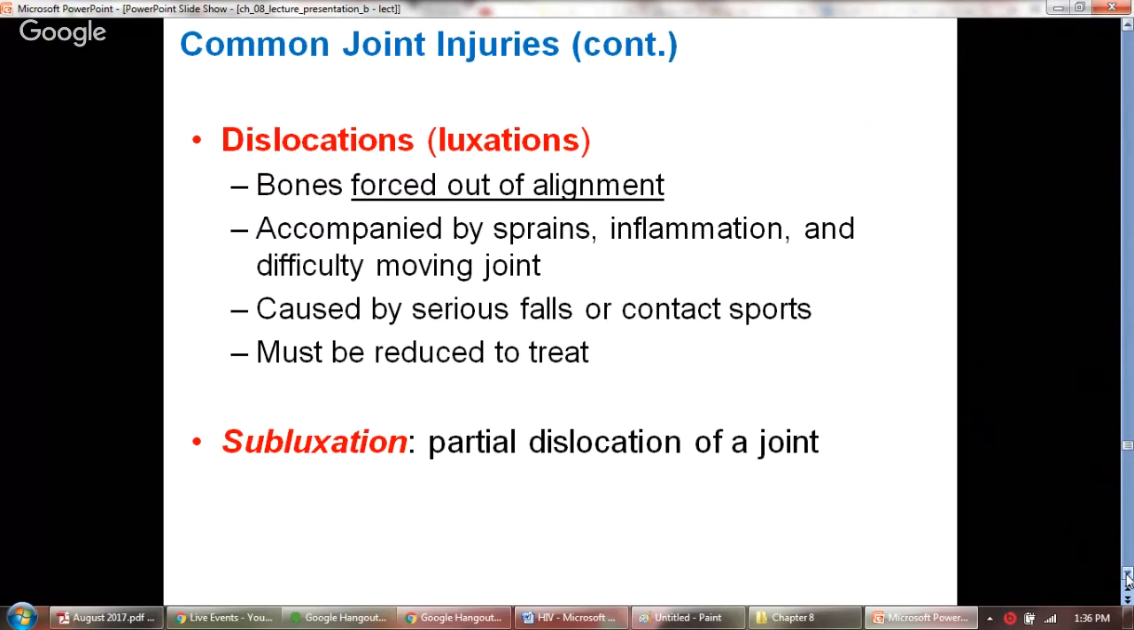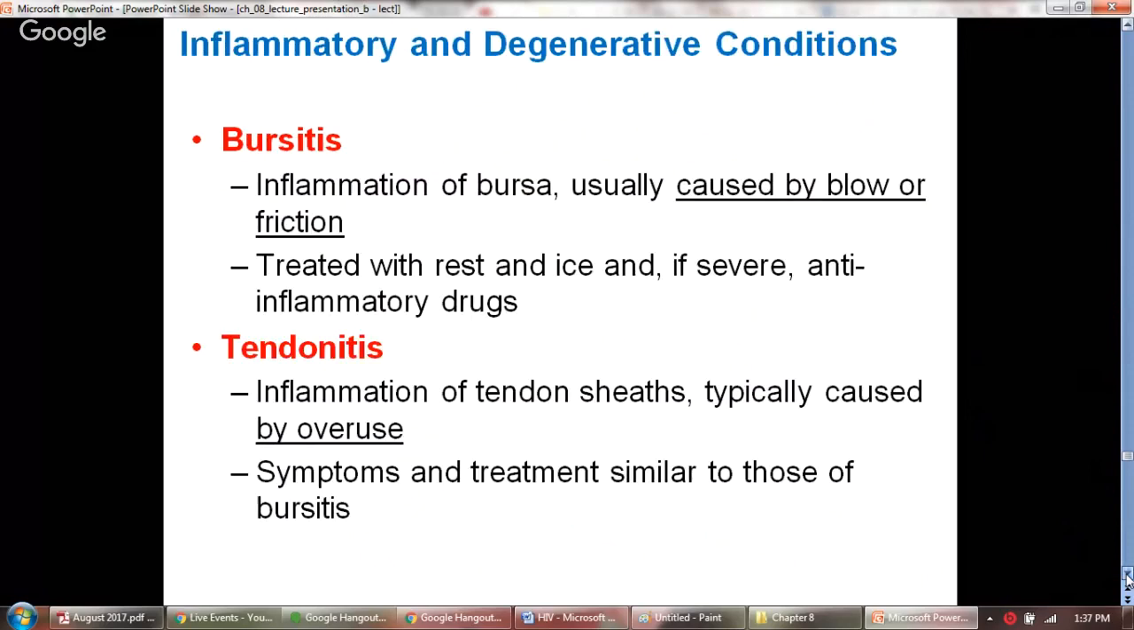Also, dislocations or luxations are a common injury. In dislocation, bones are forced out of their usual alignment. This could be accompanied by sprains, inflammation, and difficulty in moving joints. It's caused by serious falls or contact sports, and must be reduced to treat. So the treatment, we call it reduction of the dislocation. The word subluxation: sub means partial, so it's a partial dislocation of the joint.